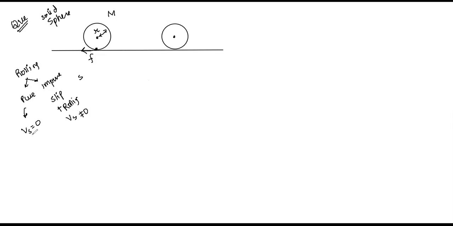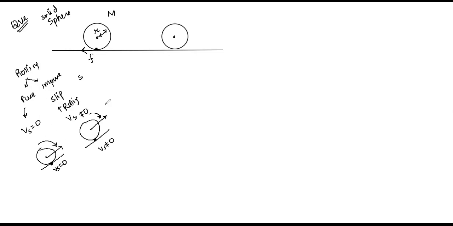Am I clear, everyone? When pure rolling is taking place, then at the surface the velocity of the point of contact is zero. Whereas when pure rolling is not taking place, then at the surface point, the velocity of the point of contact is non-zero. So this is the point.